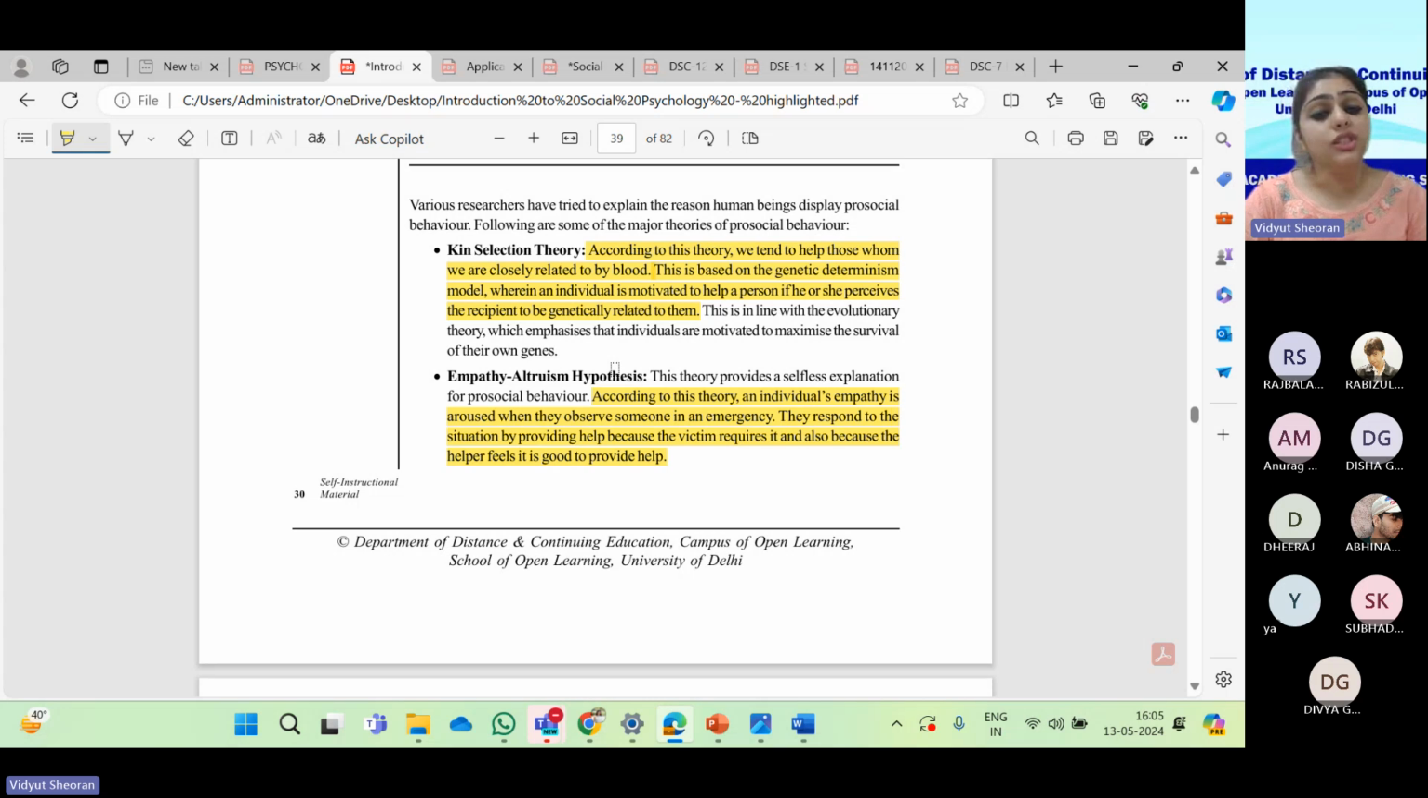So they respond to the situation by providing help because the victim requires it and also because the helper feels good to provide help. So the victim also needs help and the helper also does not mind providing help to that person. In this way, we end up feeling for the victim and we end up helping them.